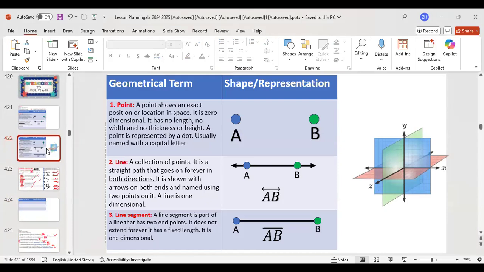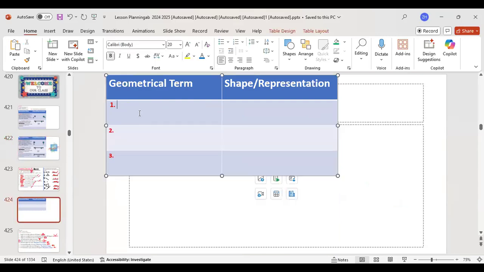Okay, so after that, we're gonna look at ray. So a ray is basically a line segment, but with an arrow, basically.